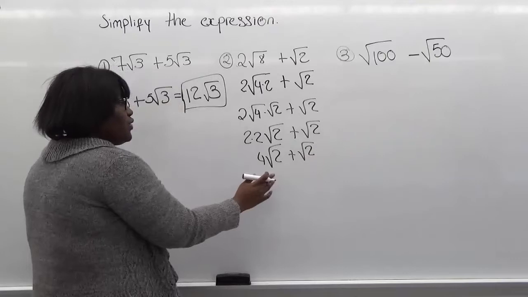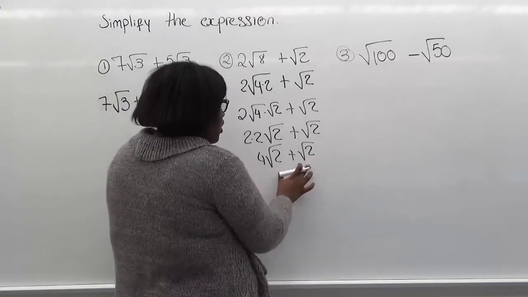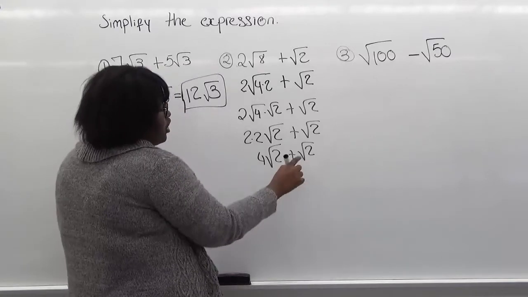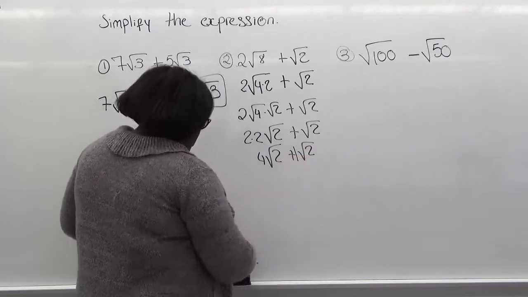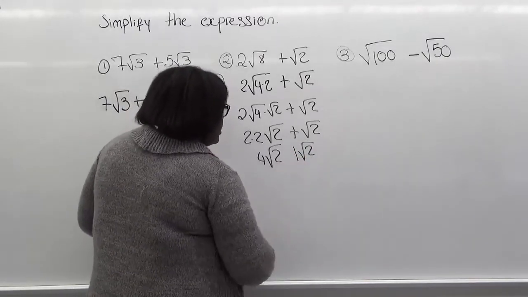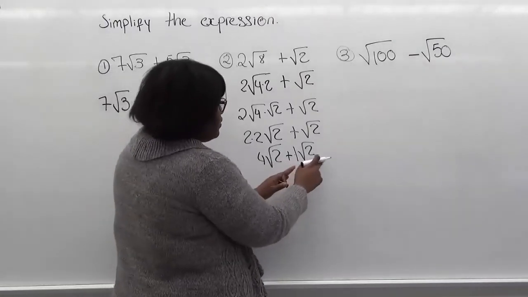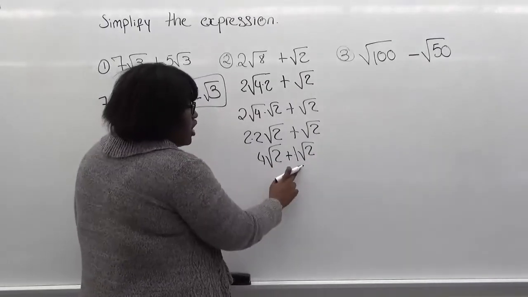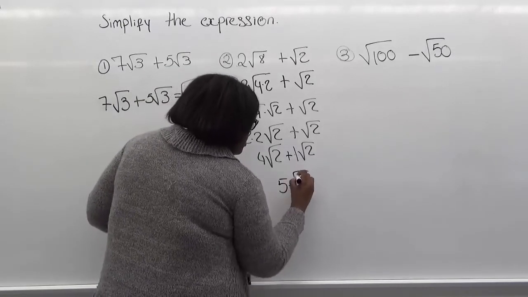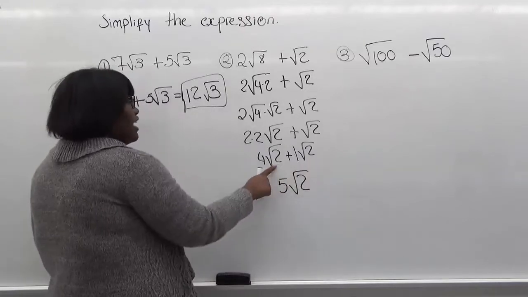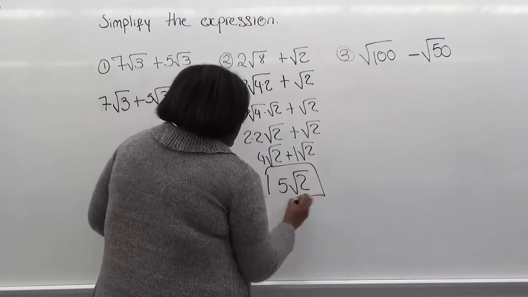Now, looking at this, we realize that these two have square root of 2 in each term. So we're going to add these. Now we can imagine there's a 1 right here. So let me write that so you can see. This would just be 4 square root of 2 plus 1 square root of 2. So we're adding their coefficients only. So the answer to this would be 5 square root of 2. Again, you do not add the square roots. You keep them as they are.